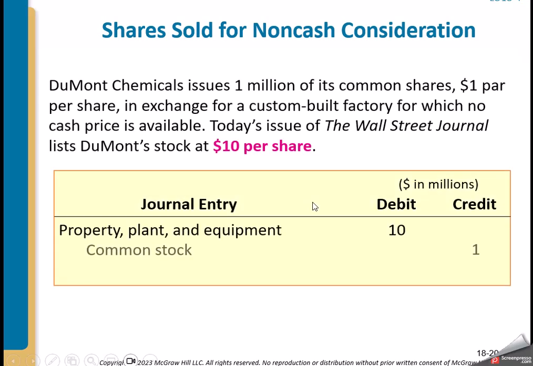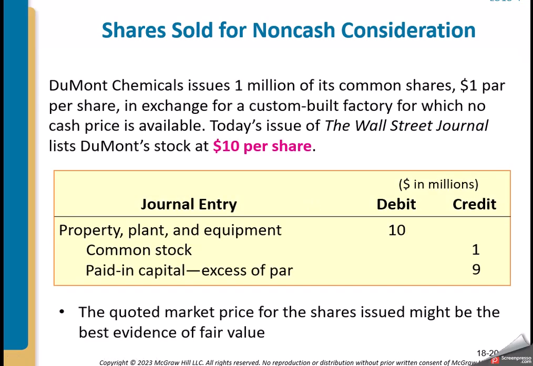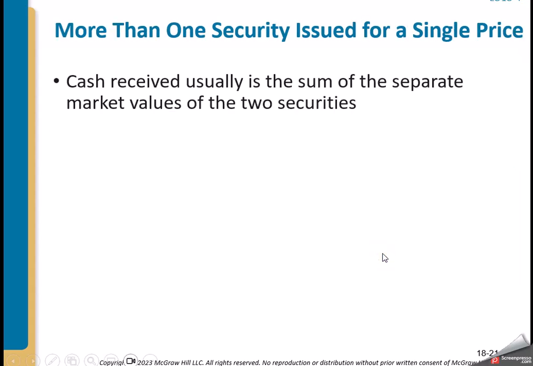So say we issued out 1 million shares in exchange for a factory, and it's $1 par value. We don't know the factory's value. It was custom built, but we know the value of the stock. So it goes back to which is the better value. If you had the value of the factory, you could use that and then value the stock accordingly. But in this case, we do not have that price. So we're going to go with the price of the stock. We're going to value that at $10 million, credit our common stock at the par value, and then the remainder goes to our paid-in capital.